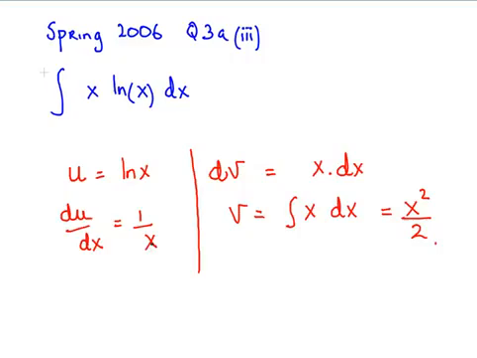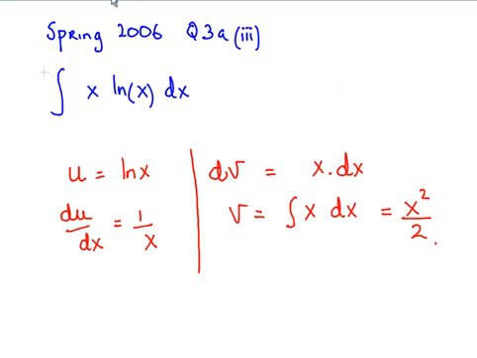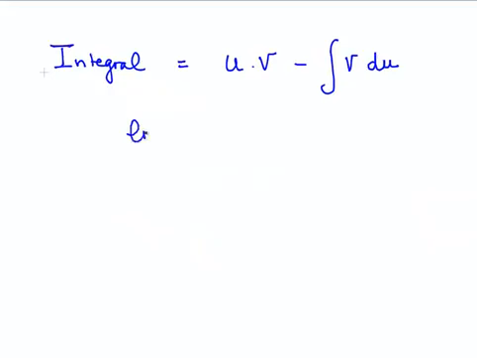Okay, so continuing on, the integral is equal to u times v minus the integral of v du. And now, let's just go back here. u times v is the log of x times x squared over 2. So it's the log of x times x squared over 2 minus the integral of v du.